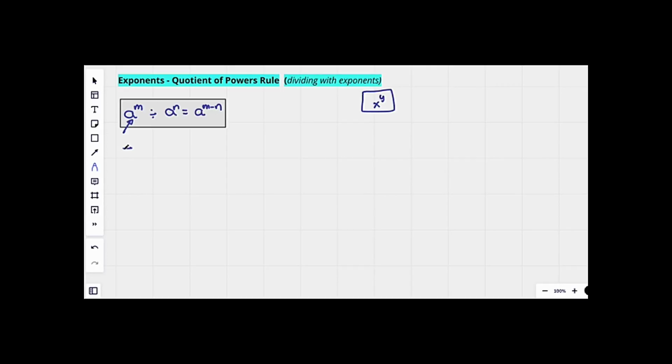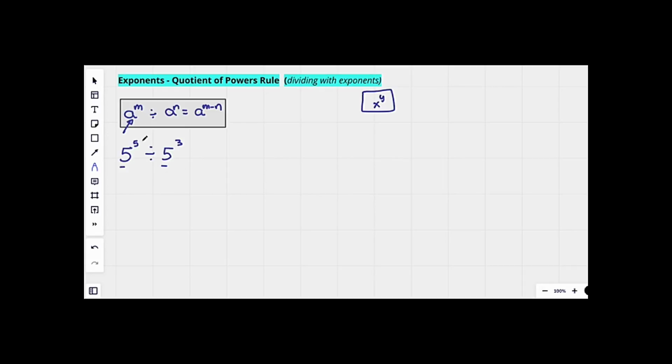So suppose we got 5 to the power of 5 divided by 5 to the power of 3. So the first thing that we need to do before we apply any quotient rule is confirm that we're looking at the same base. In other words, that this number is the same. We can't apply the rule unless the numbers are the same. So in this case, they are. They both have 5 in it.